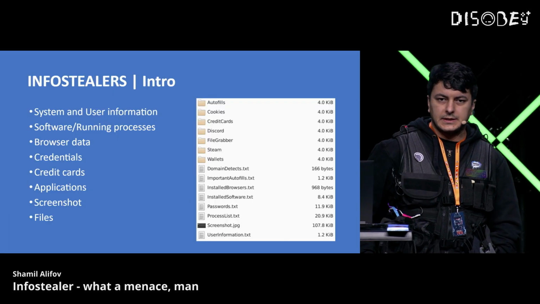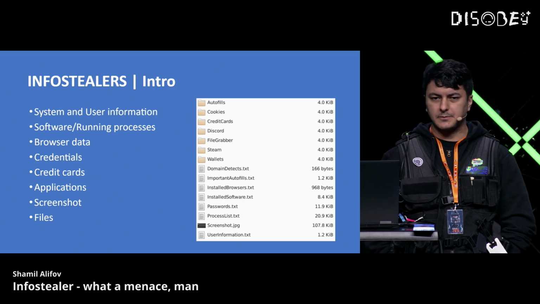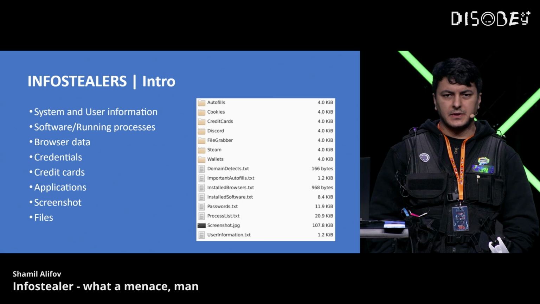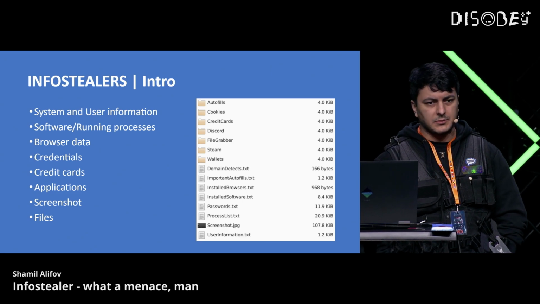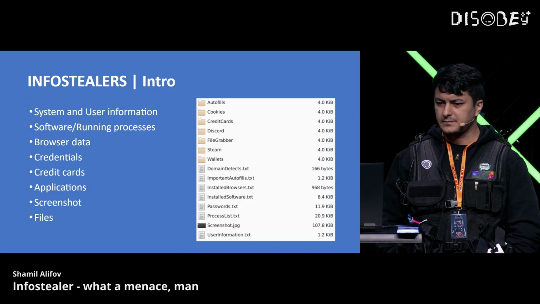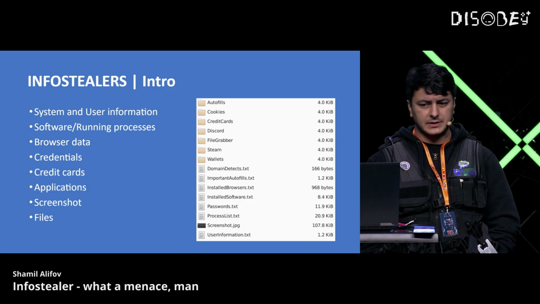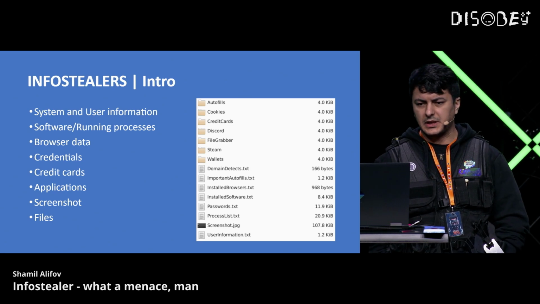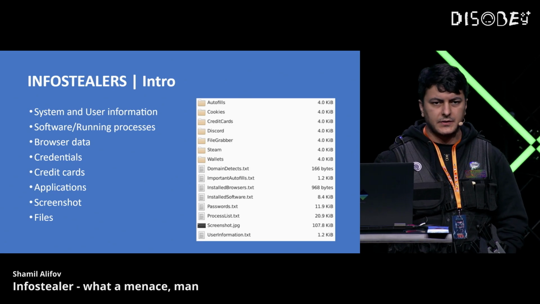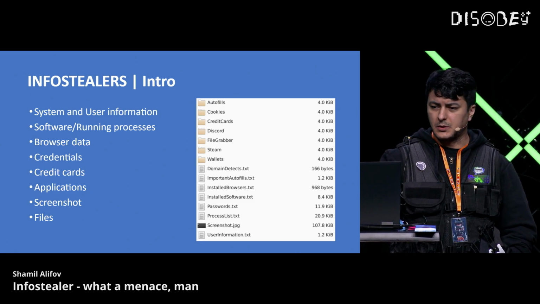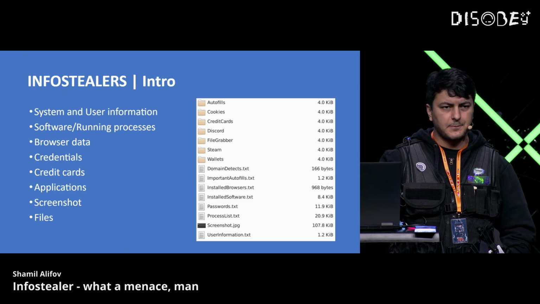So, what does this malware steal? Basically everything from the victim's system and user information, whatever software is running or processes running, browser data like session cookies, download history, as well as browsing history, credentials saved in the browsers, credit cards, all kind of applications, be it a gaming or like VPN configs and mailing configs, wallets. It takes screenshots, as well as some malware allowed to exfiltrate interesting data or files from the infected machines.